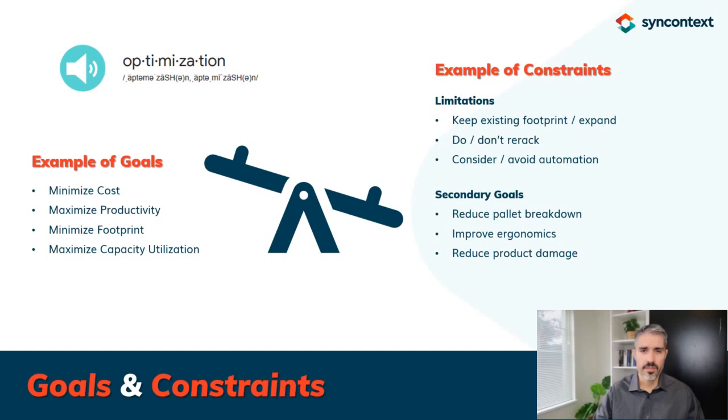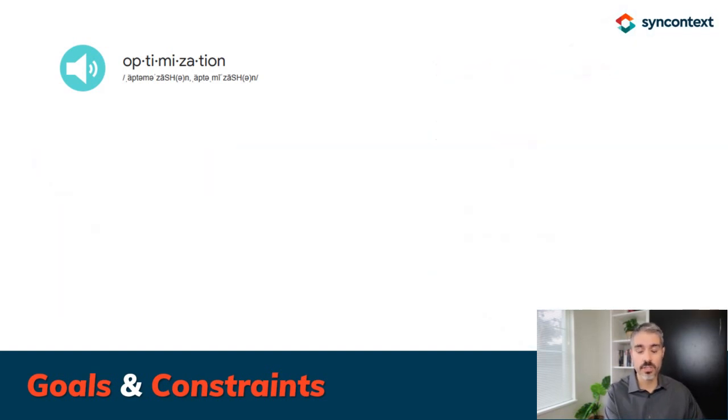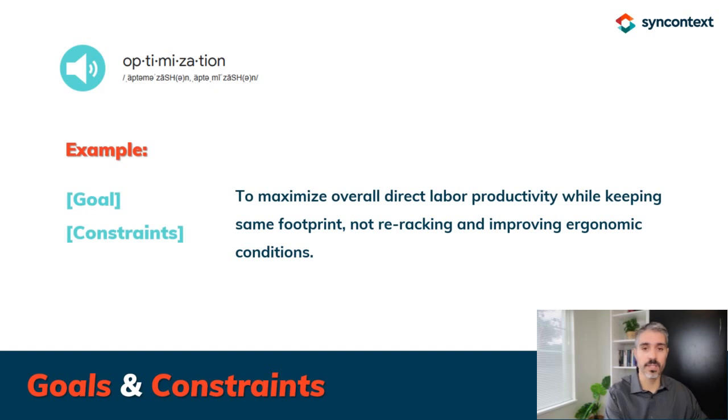Now, these constraints can also be secondary objectives, right? So if our main objective is to minimize cost or maximize direct labor productivity, a secondary objective would be we also want to either not increase replenishments, or we want to also reduce replenishments. And the action that we take is going to depend on how we define these objectives and constraints.